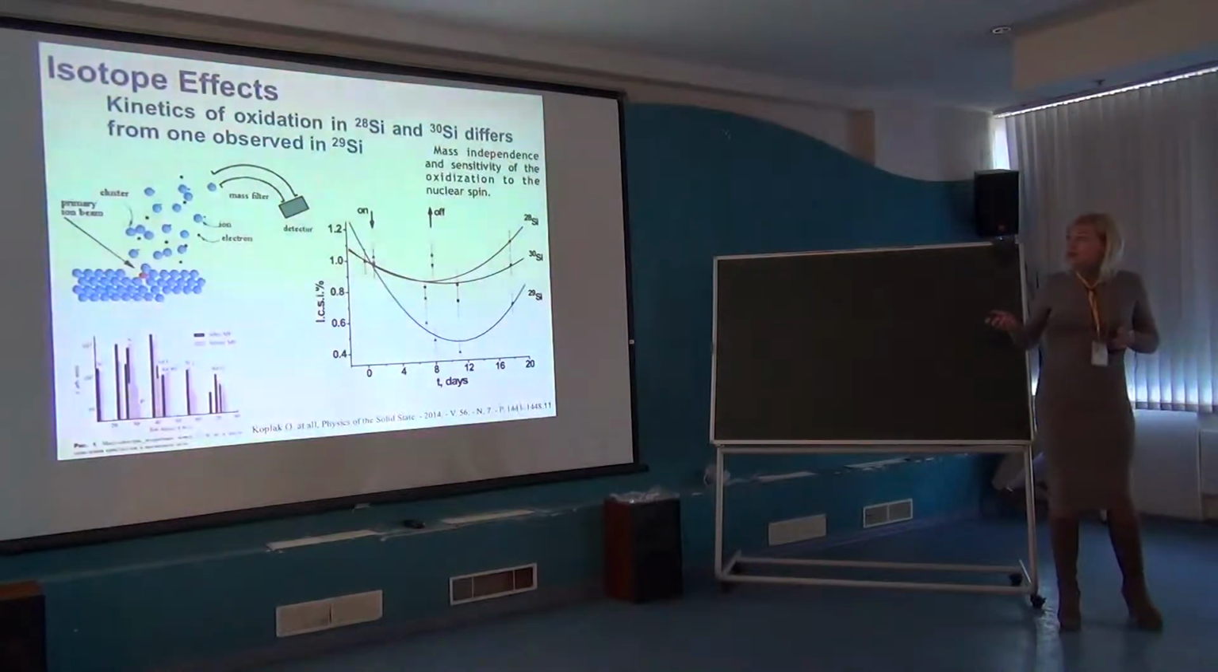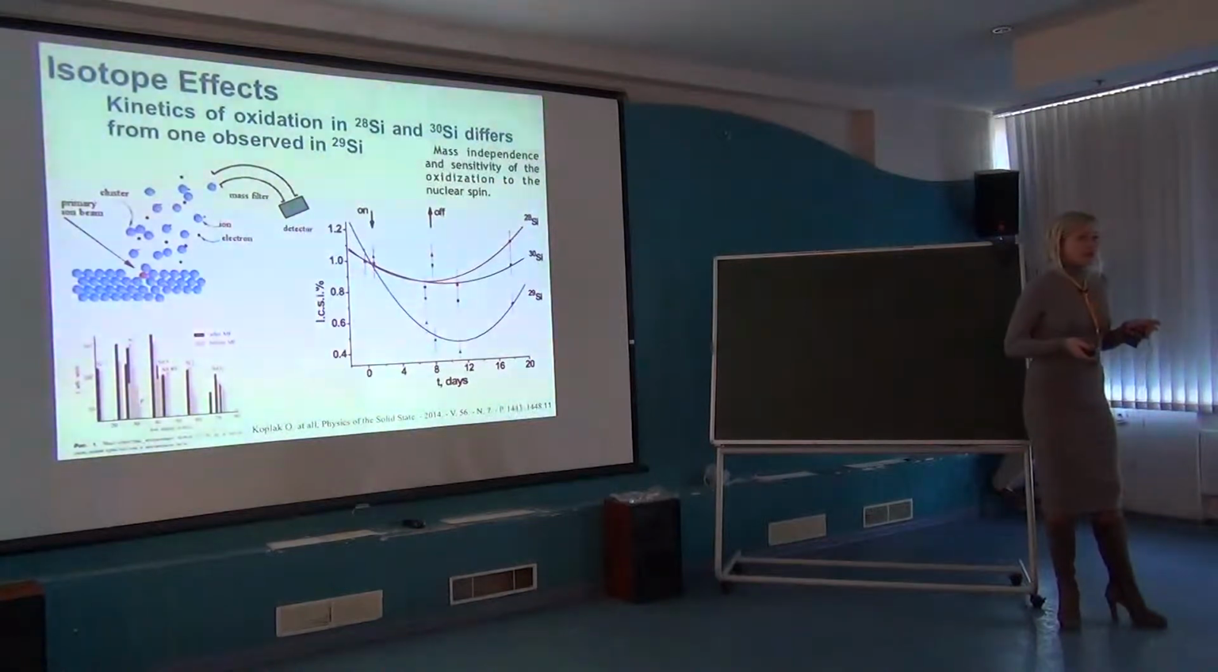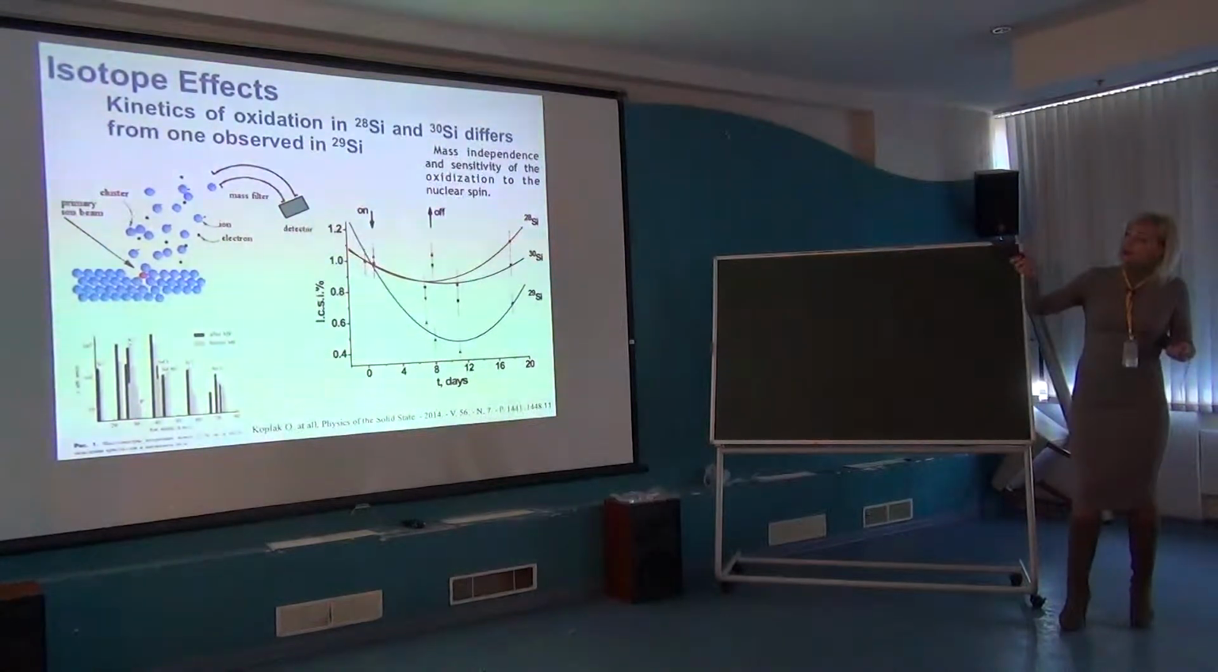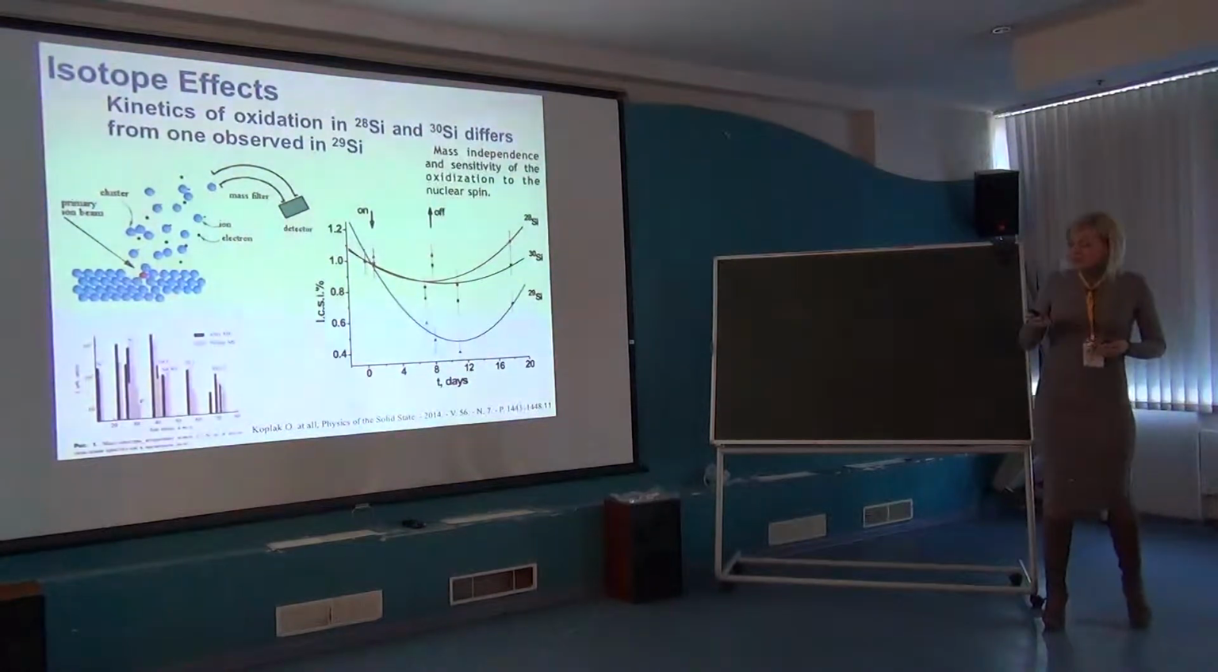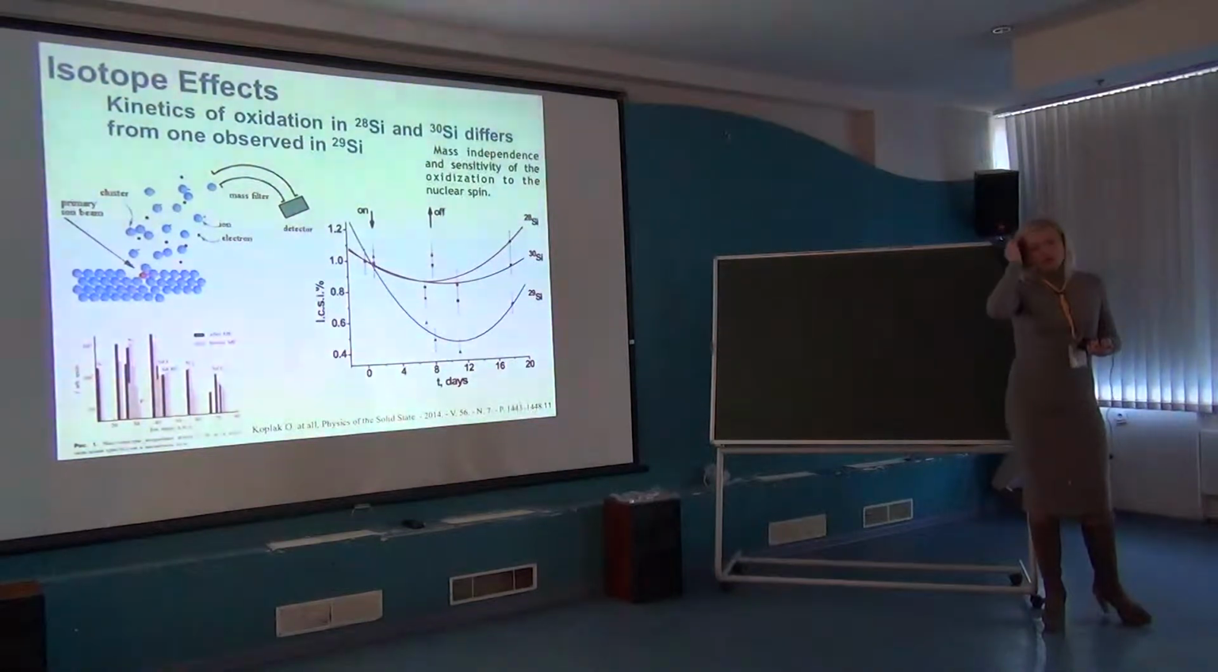What did we use? We used a special technique, secondary ion mass spectrometry. A primary ion bombards the surface, and secondary ions go to the mass analyzer, the filter, and are separated by their mass. This technique can be used not just for chemical analysis, but for isotope analysis. It can separate isotopes and their oxygen complexes.